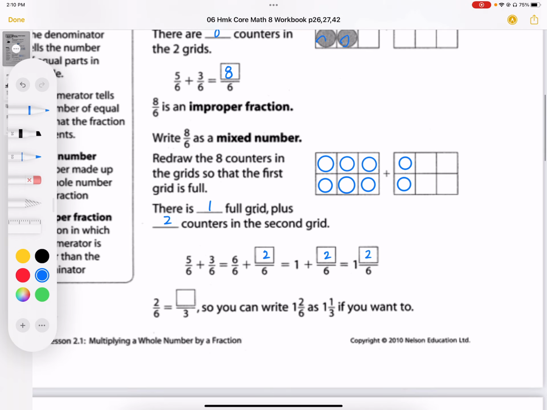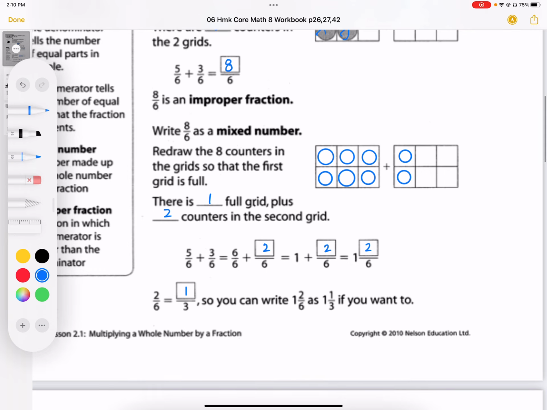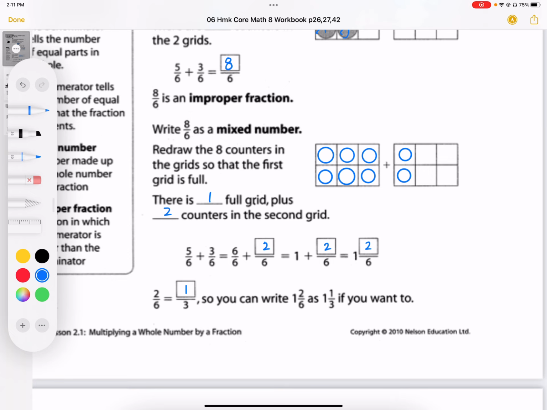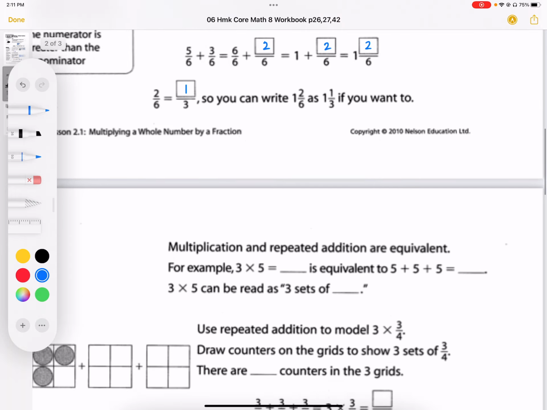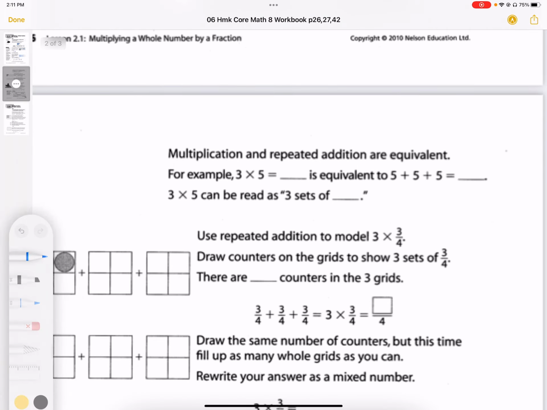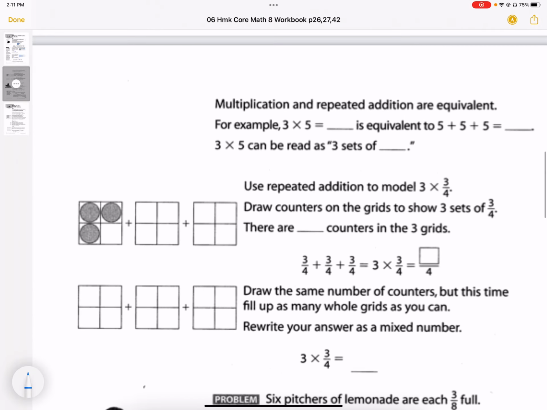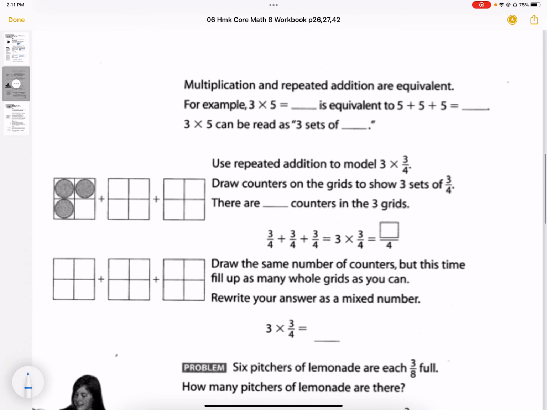Okay, and in this one here, they ask us to simplify that. 2/6 becomes 1/3, and so we can write 1 and 2/6 as 1 and 1/3. So this is what we're doing, we're using this counter system, this grid system, to help us with the fractions. Now we're going to use this same system here to help us multiply fractions.